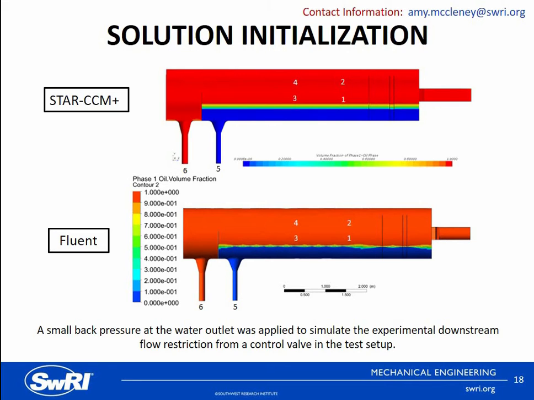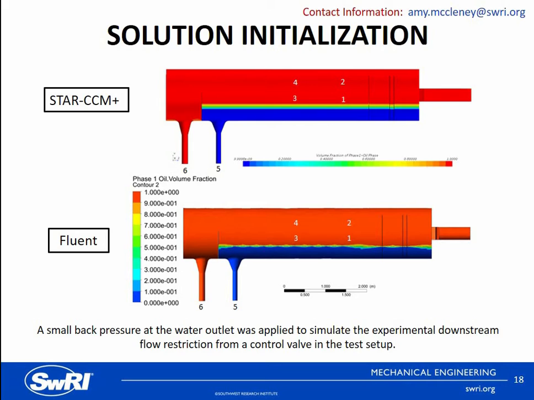A small amount of back pressure at the water outlet was also required to simulate the experimental downstream flow restriction presented by a control valve in the test setup. The back pressure magnitude in the simulated water outlet was specified so that the water level height inside the separator was equal to that experienced during the experimental testing.